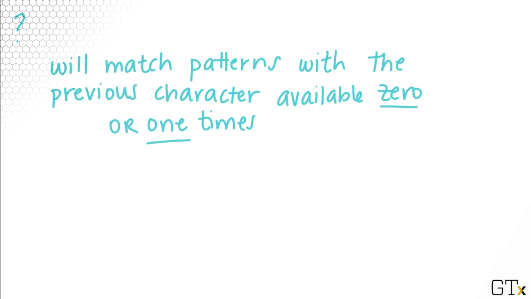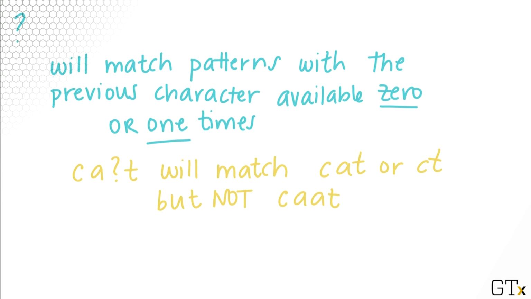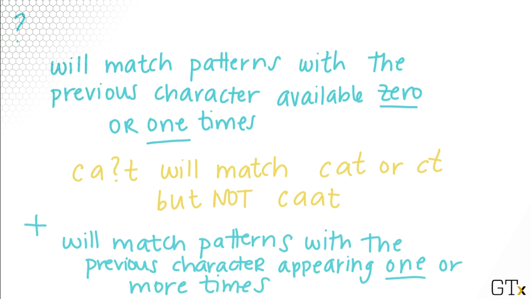There are other ways of repeating or counting with regular expressions. The question mark can be used to look at 0 or 1 of the previous characters. Continuing our CAT example from earlier, CA*T can match CT or CAT, but not CAAT. We can also use the plus sign to look for one or more of a specific symbol.